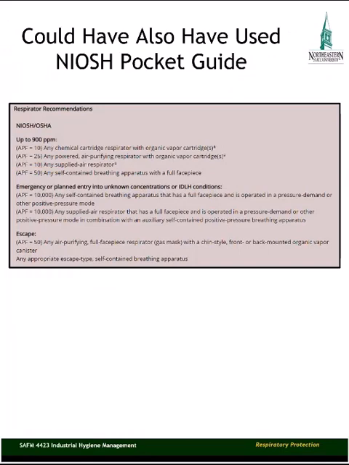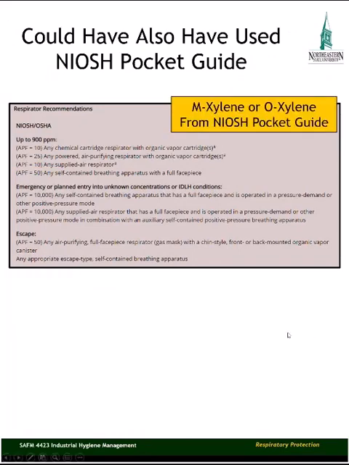Now we could have also just used the NIOSH Pocket Guide for this problem. What we have here is information for M-xylene or O-xylene. The respirator recommendations are exactly the same. Up to 900 parts per million, you could use any chemical cartridge respirator with an organic vapor cartridge, APF equals 10. If you want to go a little more conservative, make sure you're providing plenty of protection, you could go with a powered air purifying respirator with an organic vapor cartridge.